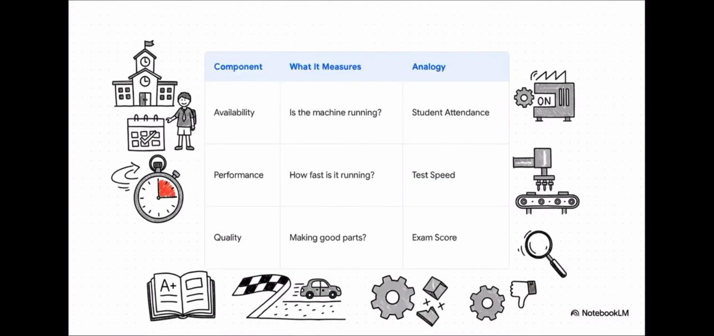I love this analogy because it makes it so clear. Think of it like a student's grade. Availability? That's just attendance. Was the machine even there and ready to work when the bell rang? Performance is all about speed. Did you finish the test in the time you were given, or were you too slow? And quality? Well, that's your final exam score. Did you actually get the answers right and produce good, usable parts?